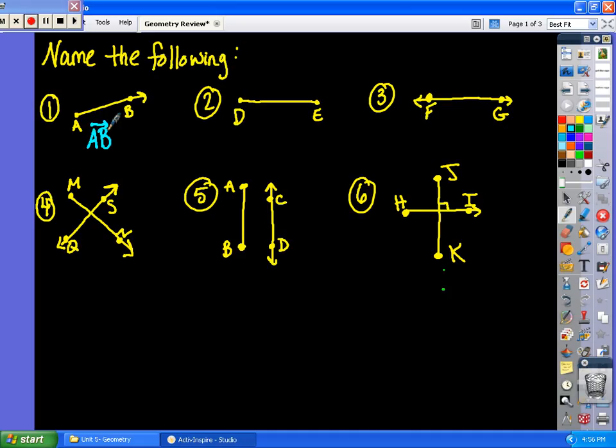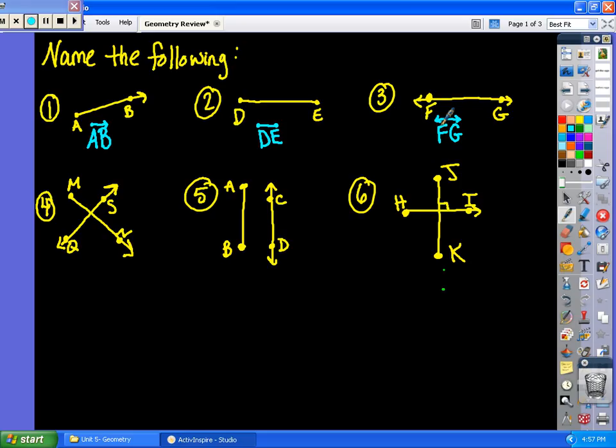For number 2, this is a line segment. We would call it line segment DE. Again, we write those letters and we do our line segment symbol over the top of the letters DE. For number 3, this is a line FG. And again, we just do our symbol over the top, the line symbol over the top.